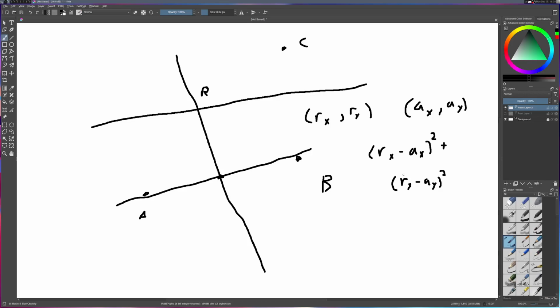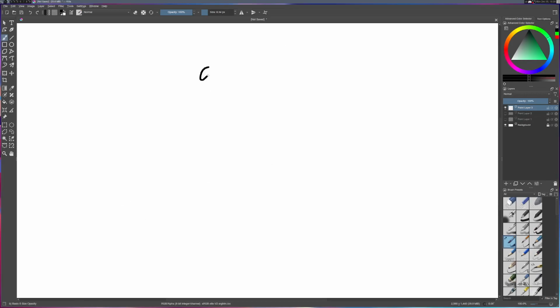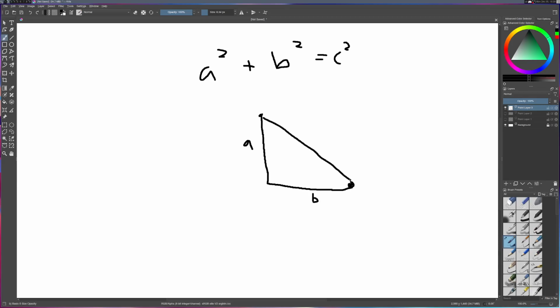This is because of the Pythagorean theorem, which is a squared plus b squared equals c squared. If we have this point and this point, and we want to make a circle, this is length A, this is length B, and the hypotenuse would be the radius C. Length A would be the y value of the first point minus the y value of the second point, and B the x values similarly. It wouldn't matter if it's negative, because you're squaring it anyway.